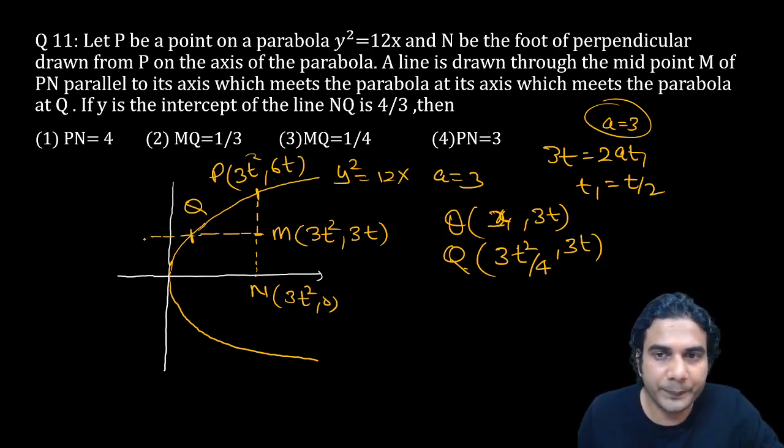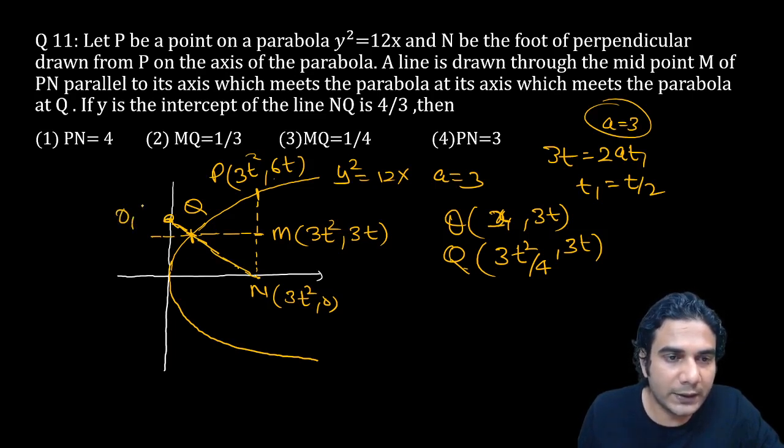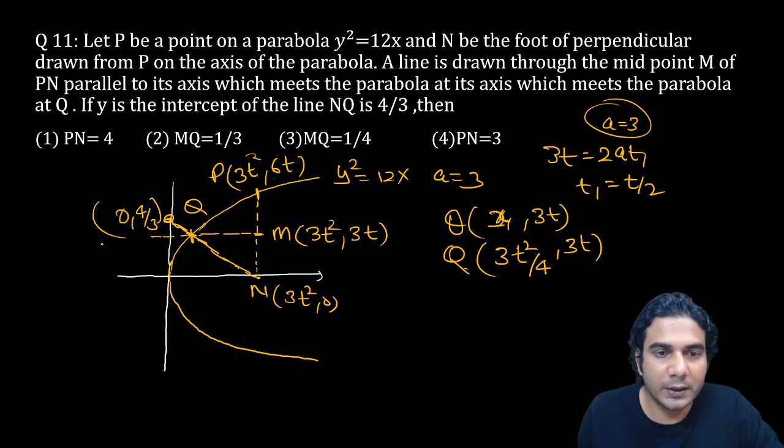Then what to do with this? Then the line NQ meets the y-axis, and the y-intercept of the line NQ is given. So if you draw this line NQ, its y-intercept, that means the y-coordinate of this point, is given as 4 by 3. So this point is 0, 4 by 3. That means we need to write the equation of NQ, find the y-intercept, and equate it with 4 by 3. We'll get t, and after getting t, we can find M and P and whatever we need to find. All right. So let's write the equation of NQ. So y minus 0, the equation of QN.